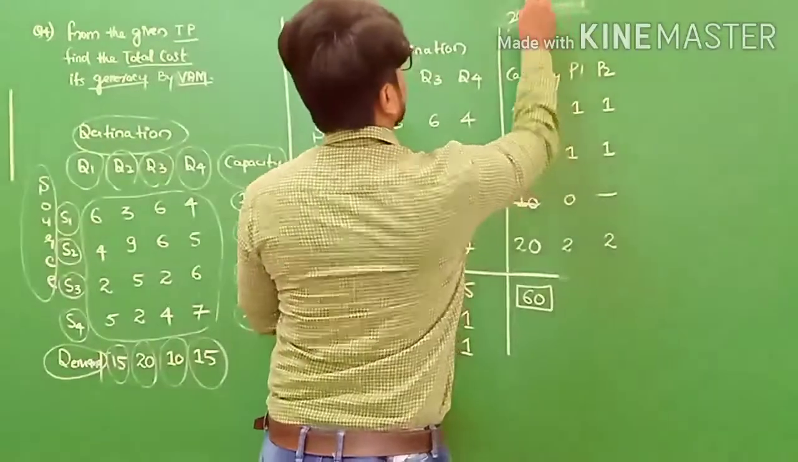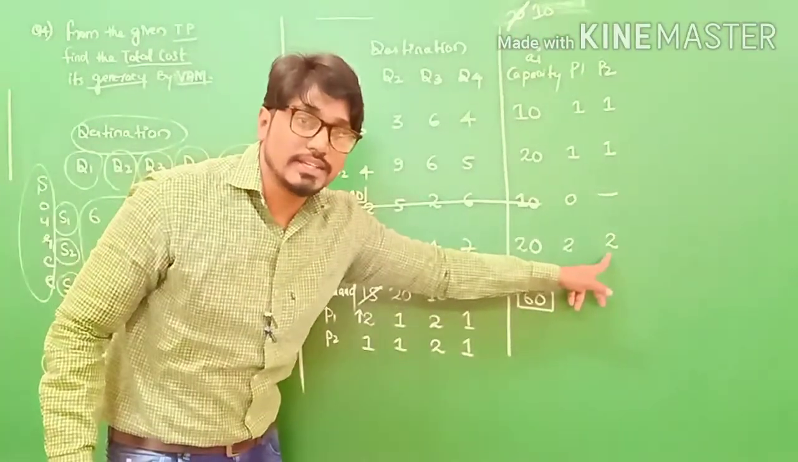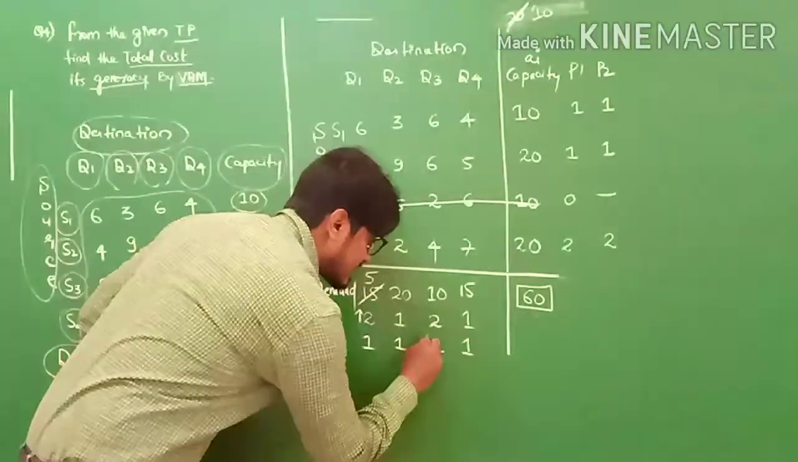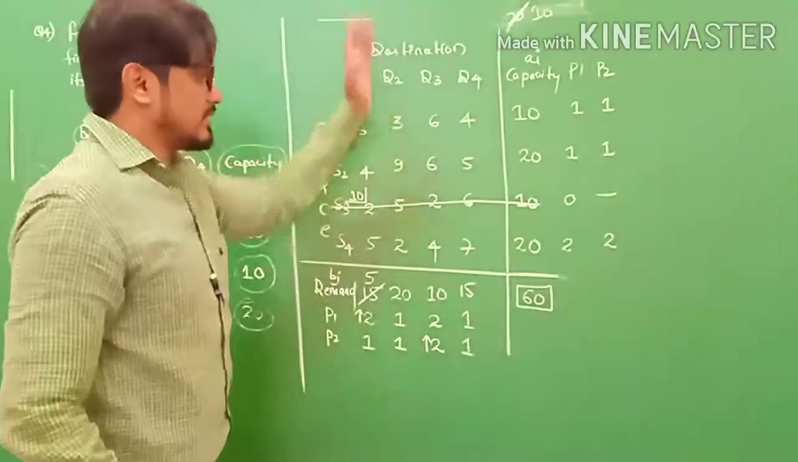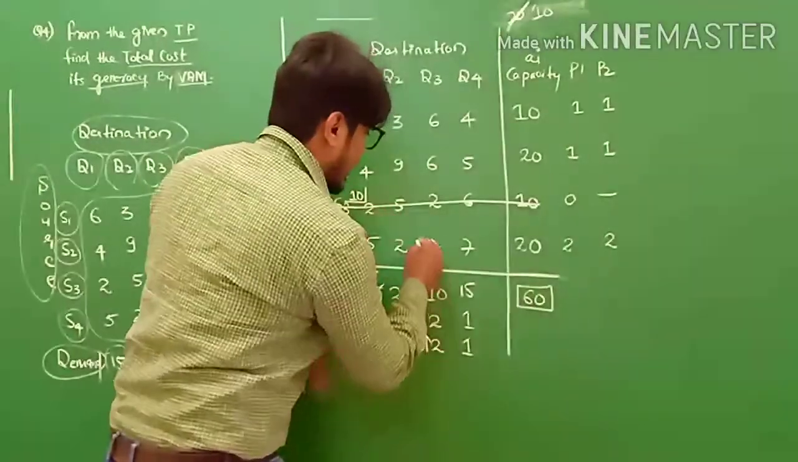So the first 2 is rejected. We do not enter here. We enter here. This is the entering mark. If you enter here, the least one is 4, with 20 and 10.